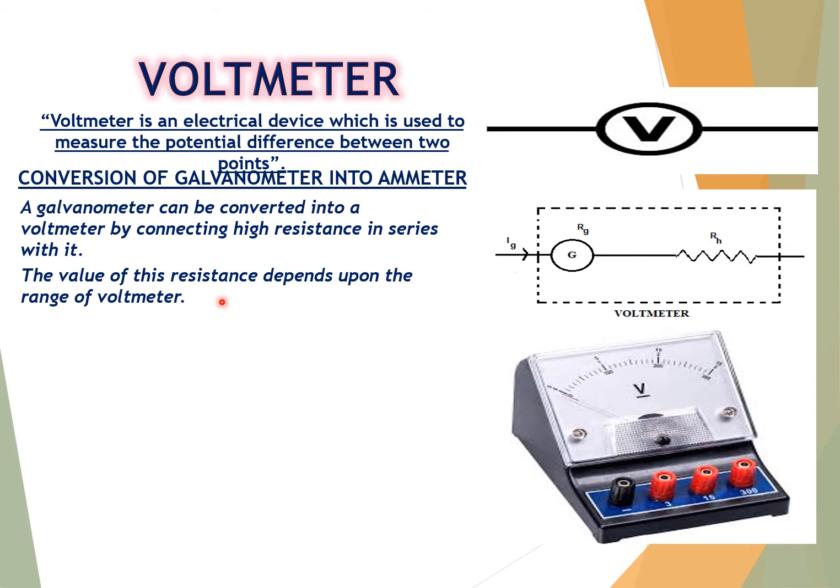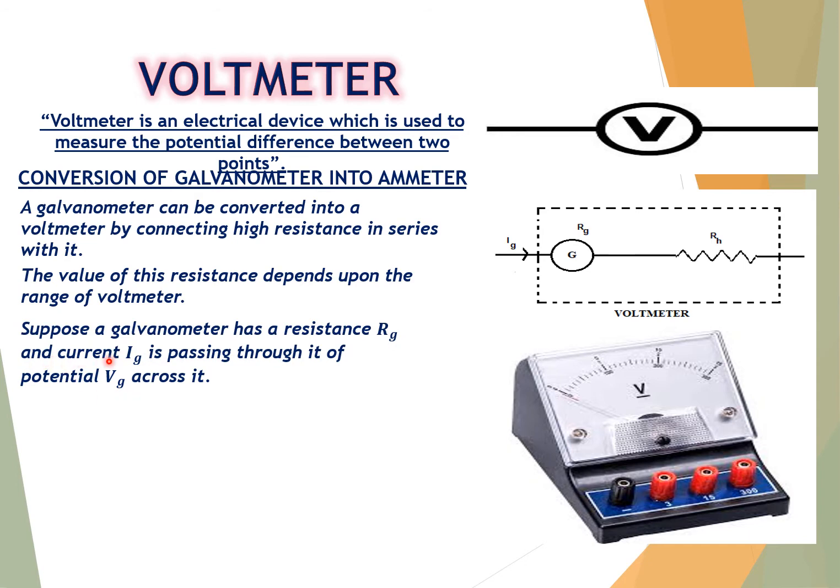The value of this resistance depends upon the range of the voltmeter. So by changing this value RH, we can get a voltmeter of different ranges. Suppose a galvanometer has a resistance Rg and a current Ig is passing through it with potential Vg across it. So the current passing through the galvanometer is represented by Ig, the resistance of the galvanometer is represented by Rg, and the potential across it is represented by Vg.